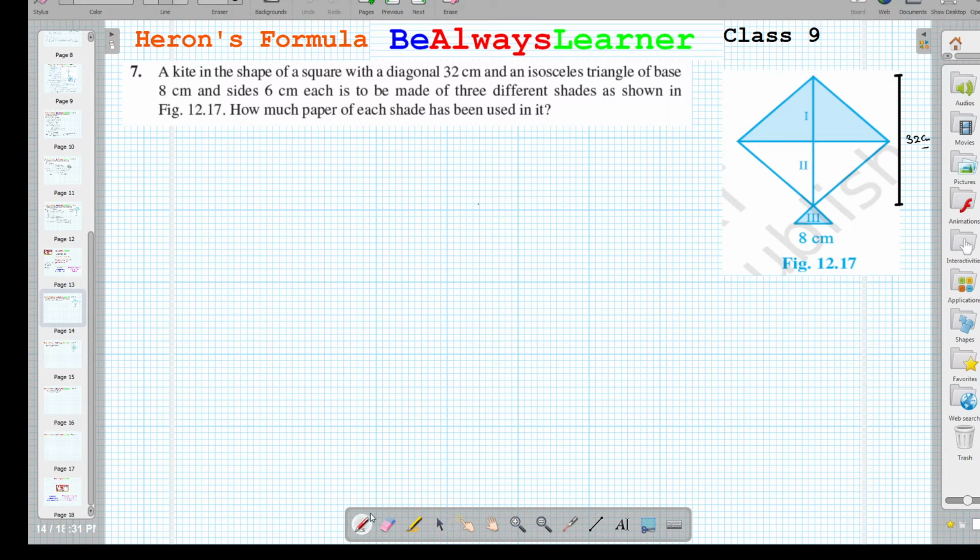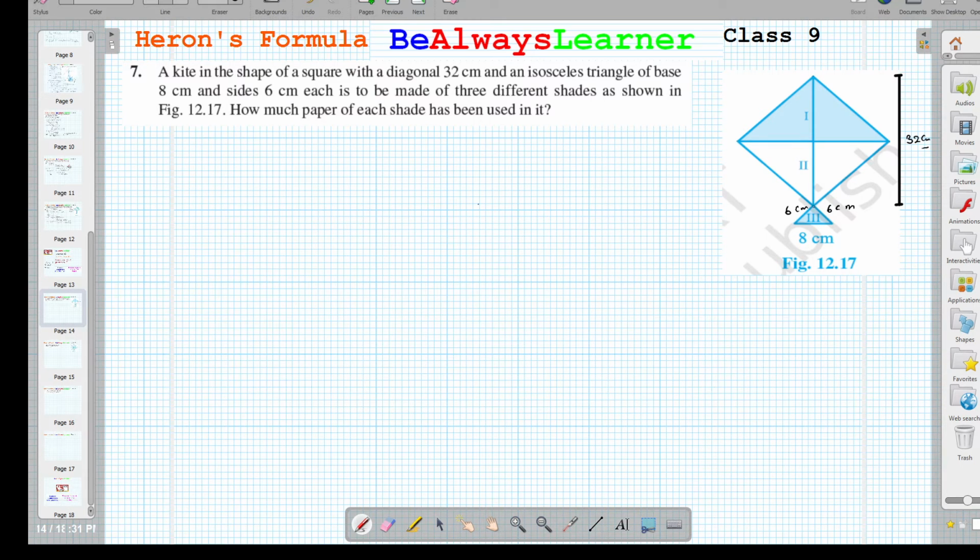इसका मतलब हमें एरिया निकालना है हर एक इंडिविजुअल कलर का। So this is 6 centimeter as it is given. This is also 6 centimeter as it is also given to us. Now we can write the sides also so that it is convenient for us.